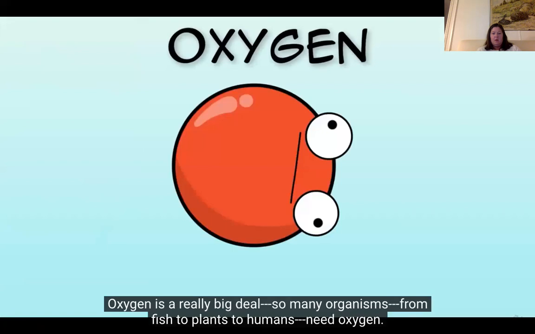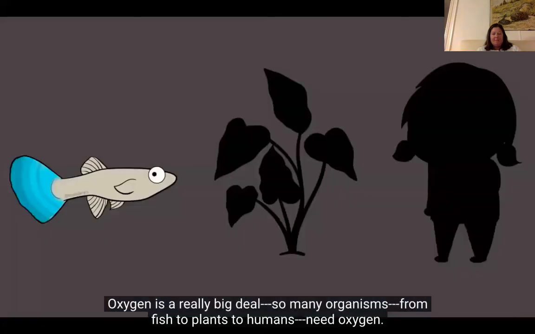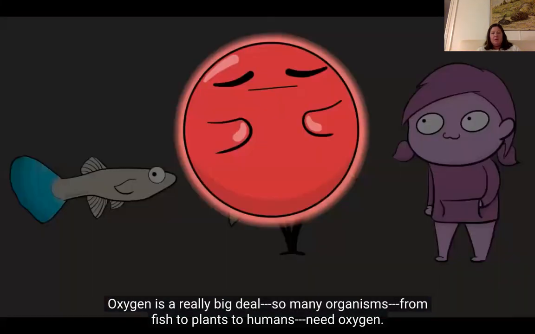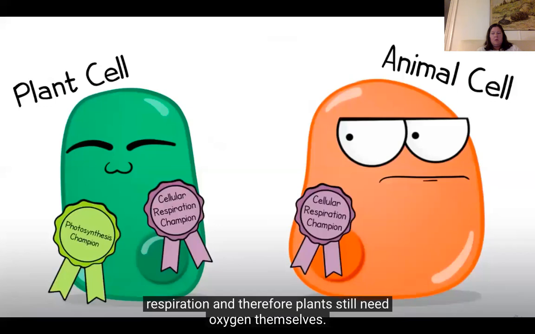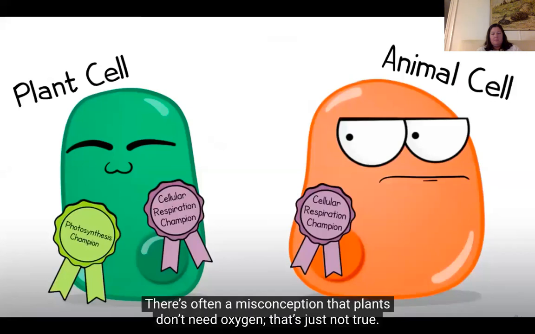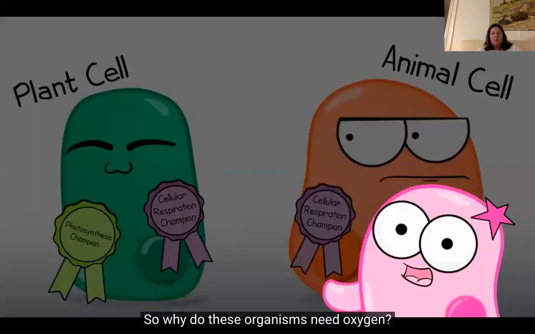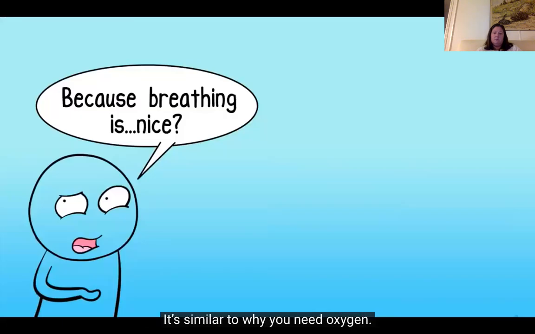Oxygen is a really big deal. So many organisms, from fish to plants to humans, need oxygen. And yes, even though plants make oxygen in photosynthesis, they still perform cellular respiration, and therefore plants still need oxygen themselves. There's often a misconception that plants don't need oxygen. That's just not true. So why do these organisms need oxygen? It's similar to why you need oxygen.